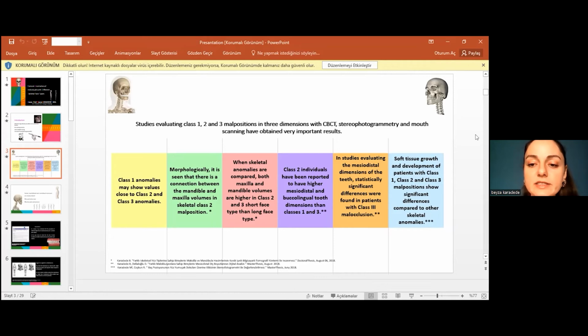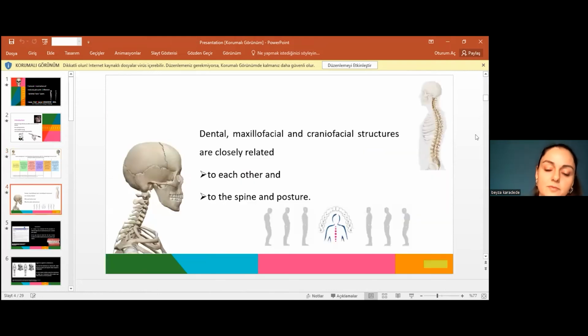In studies evaluating the mesiodistal dimension of the teeth, statistically significant differences were found in patients with class 3 malocclusion. Soft tissue growth and development of patients with class 1, class 2, and class 3 malposition show significant differences compared to other skeletal anomalies. Dental, maxillofacial, and craniofacial structures are closely related to each other and the spine and the posture.